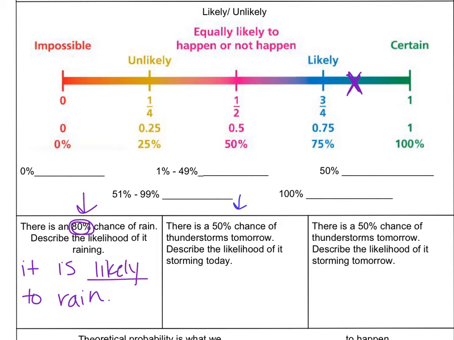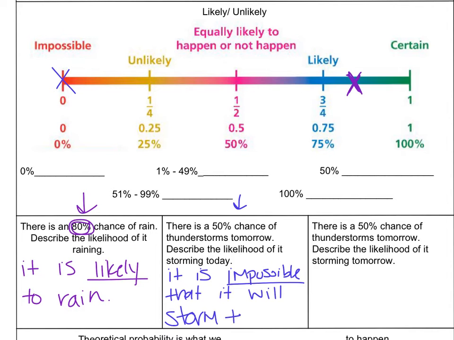Okay, this one. There's 50% chance of thunderstorms tomorrow. Describe the likelihood of it storming today. Well, this statistic describes tomorrow, not today. So let's put impossible. That it will storm today. Because based on that number, that's not today.